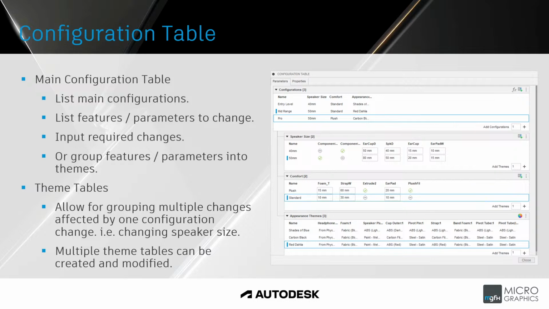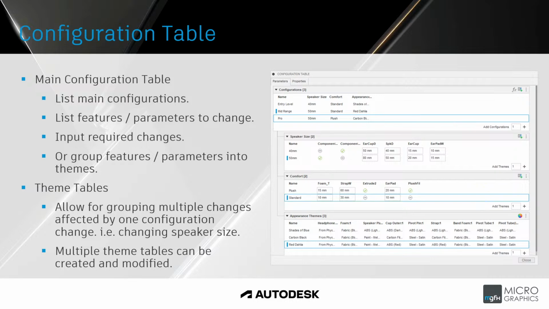Now, within the main configuration table, mine shows configurations 3. Like I said, we've got entry level, mid-range, and pro. And then to the right of that, those are the lists of features or parameters to change. And in this case, those 3 columns there, speaker size, comfort, and appearance, are linked to the theme tables in the bottom. So you can either have your theme table columns, or you can have features and parameter, or even appearance and physical material columns in the main table columns. So this allows you to select or input the different changes for each configuration.